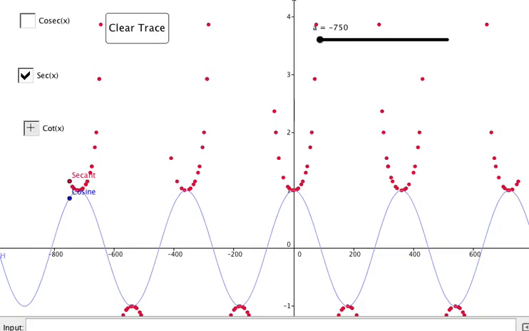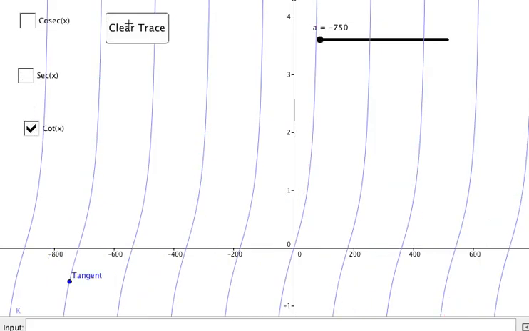And looking at our cotangent graph, so here's our tan graph here. Again, it's going to be doing almost a flip version of our tangent graph.